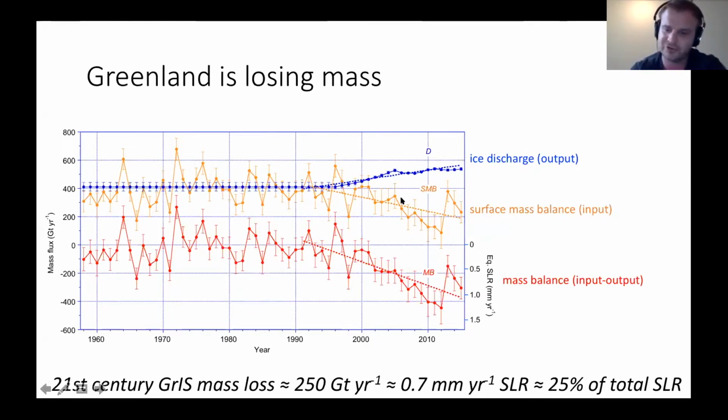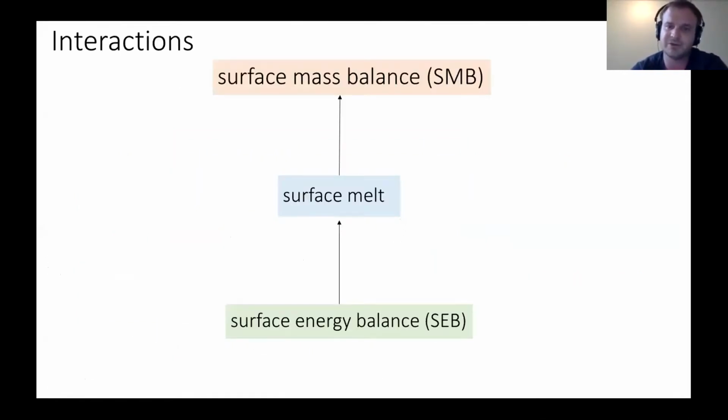So as a conclusion and as a motivation of our work, of course, we should understand the surface mass balance and the drivers of the surface mass balance in more detail. And this is what we're trying to do. And one important aspect of this is trying to understand the interactions between the energy that is received by the ice sheet surface and the mass that is received by the surface. And one important component of this interaction is the surface melt.